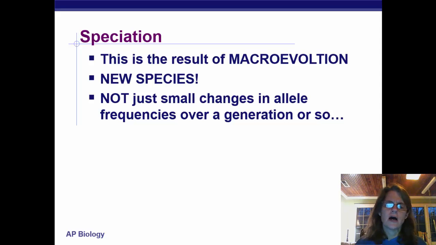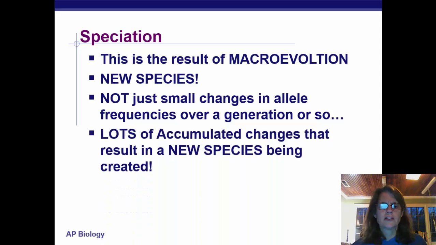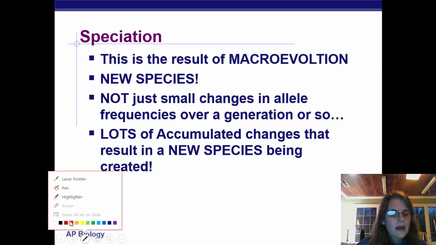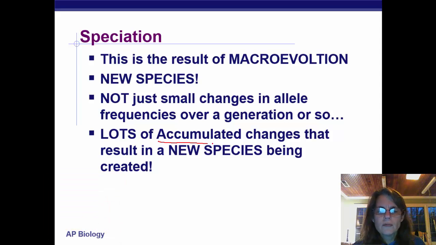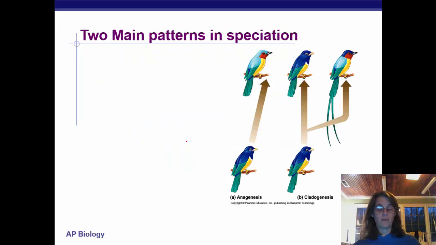And we're not just talking small changes over a single generation or so. What we are talking about instead is lots of accumulated changes. All those little microevolutionary changes that we've talked about, we actually have to add lots and lots of those together to finally get enough change that we create a new species different from one that existed before. So there are two main patterns we see in the creation of new species.